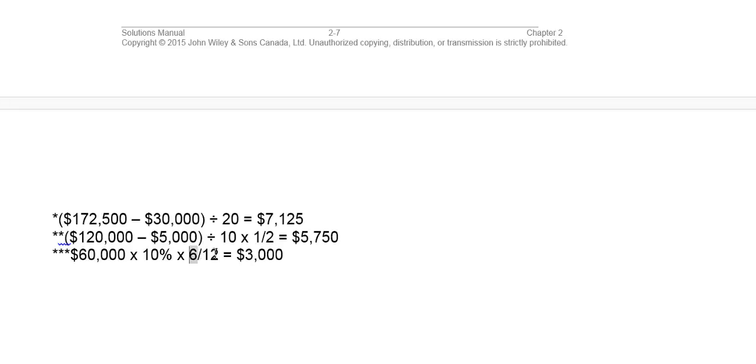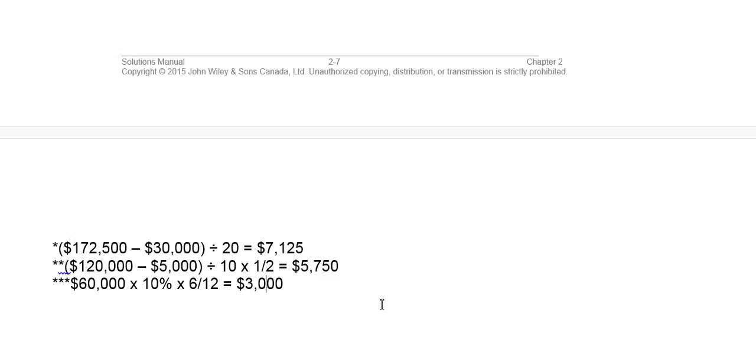You had it for 6 months of 12, not 12 months. This is for 12 months or a year. You had it for half a year, or 6 months of 12. So you allocate it out over the half a year. So we're going to record interest expense of $3,000.